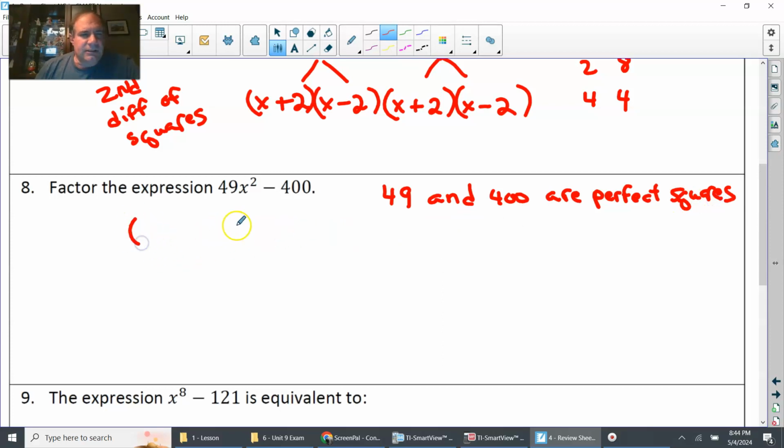So I'm going to break this into two binomials. 7x, 7 times 7 equals 49x squared. Minus and plus, difference of squares. 20 and 20. And that's it. Difference of squares.